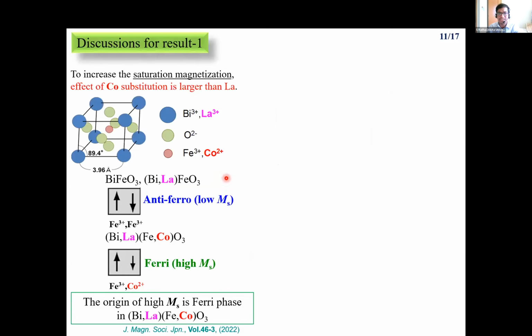Before that, we are trying to find the physics behind it. We are assuming that when we substituted lanthanum, of course there is some interaction. We are thinking the magnetic moment is cancelled completely, for which it was showing antiferro previously. That's why the saturation magnetization was very low. But when we substituted cobalt along with lanthanum, the entire magnetic moment is not cancelled, rather a small amount is cancelled. So we are getting ferrimagnetic.